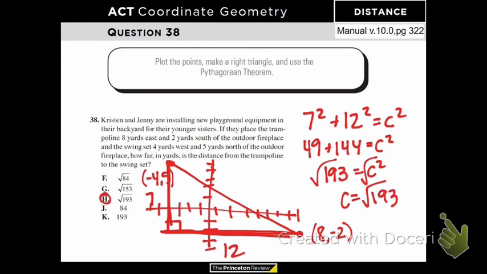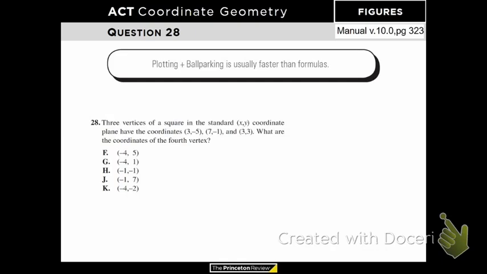Okay, so that's one way of solving problems that ask about distance: just plotting your points, making a right triangle, and then using the Pythagorean theorem. If they ask you questions about figures on coordinate planes, usually the easiest thing to do is just try and draw your own picture and then use ballparking and process of elimination to find the right answer.